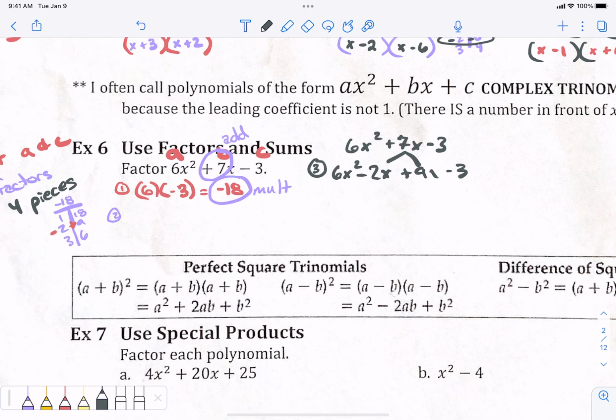-2x plus 9x. These numbers that we came up with over here, right? It splits into those 2. Okay?